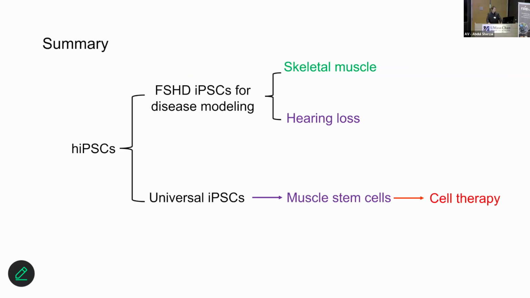For the summary, we made FSHD iPS cells. These cells can be used to model skeletal muscle weakness and hearing loss, which is presented now. Also, besides muscle modeling, we plan to make universal iPS cells by knocking out several genes to make hypoimmunogenic iPS cells, and then make universal muscle stem cells to develop muscle stem cell therapies.